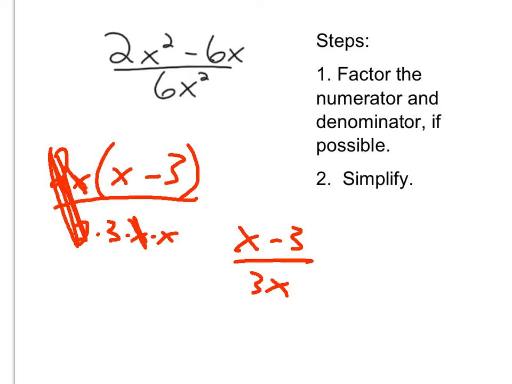Again, we have no factors in common because this whole thing is a factor since it's separated by a minus sign. And then we have two factors here, 3 and x, but we don't have a 3 on top or just an x on top. So we are done. That is it. That's all the simplifying that we can do on that one. Let's move on to the next example.